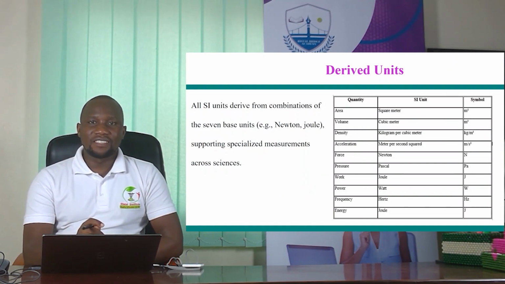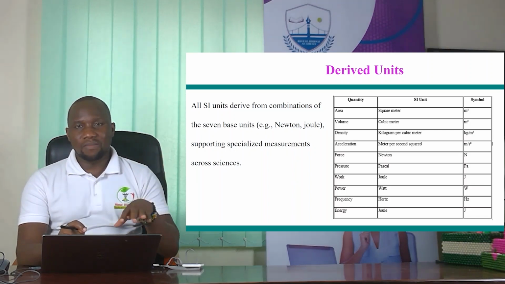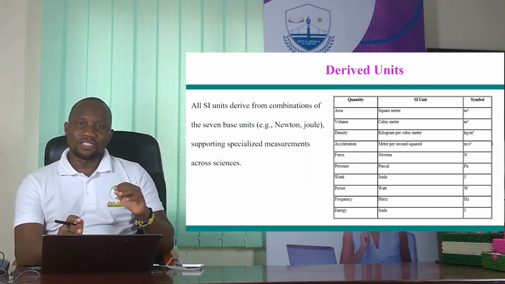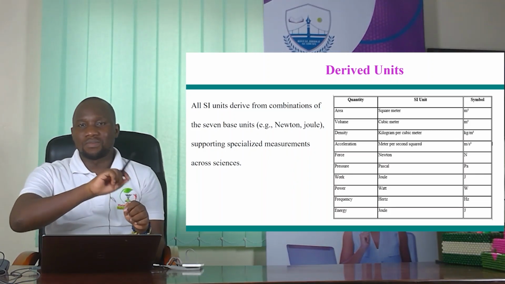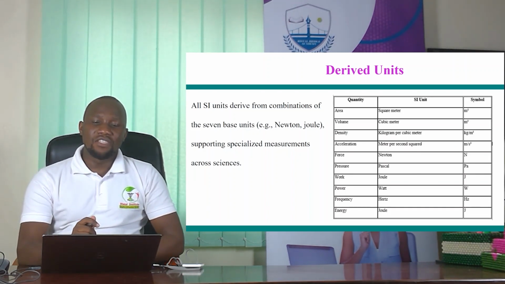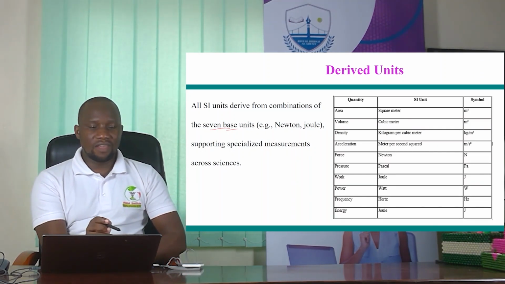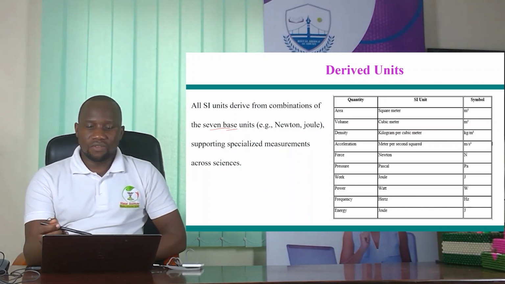So the derived units, these are not the fundamental units that we saw. We said that we have 7 fundamental units, but here we are saying that these are units that you get from the fundamental units. So that's why we call them derived. Derived means to get something from something else. That's the meaning of the word derived. So derived units means that we get them from other units. Okay, so the combination of the 7 base units in different ways gives us what we call the derived units.